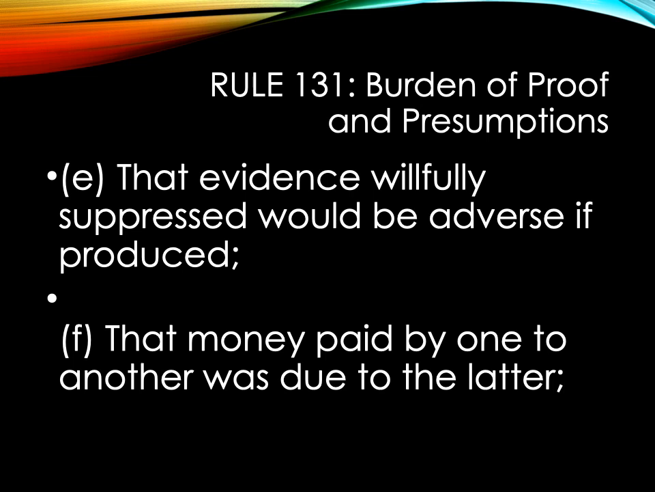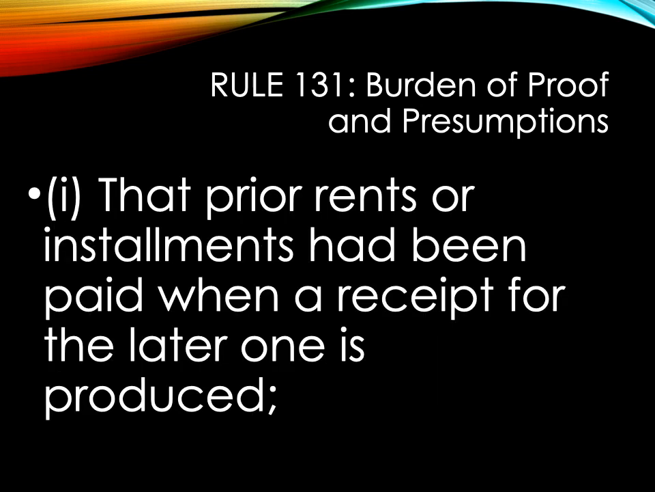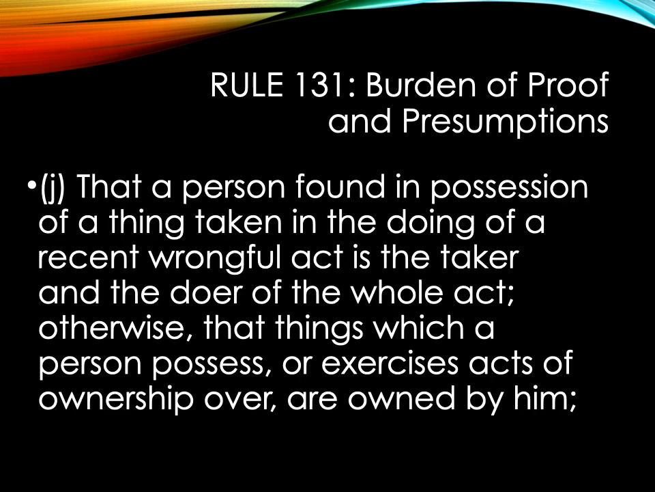F. That money paid by one to another was due to the latter. G. That a thing delivered by one to another belonged to the latter. H. That an obligation delivered up to the debtor has been paid. I. That prior rents or installments had been paid when a receipt for the later one is produced. J. That a person found in possession of a thing taken in the doing of a recent wrongful act is the taker and the doer of the whole act.